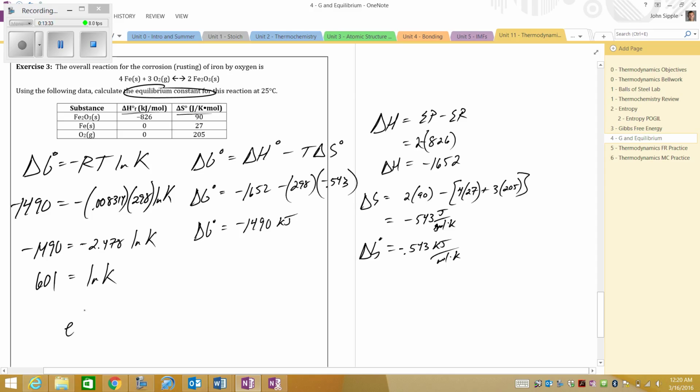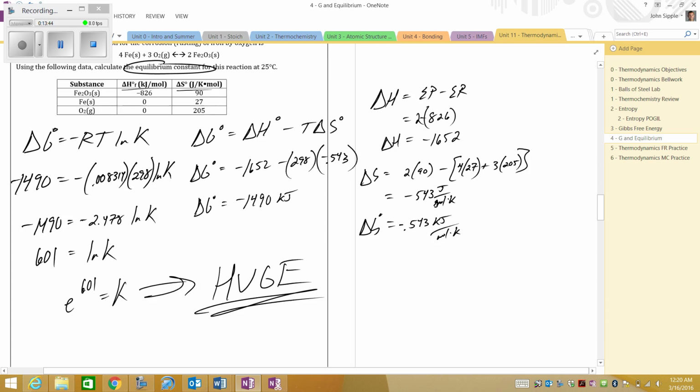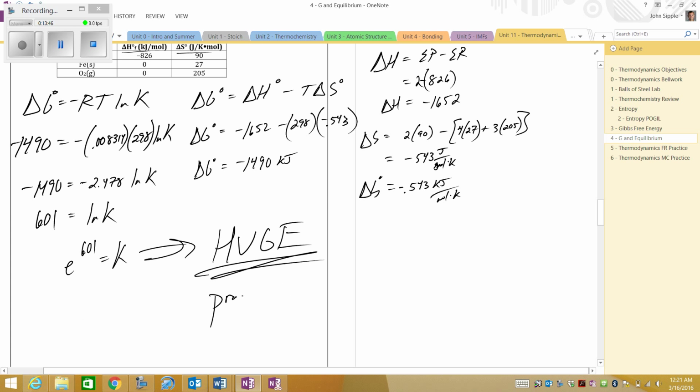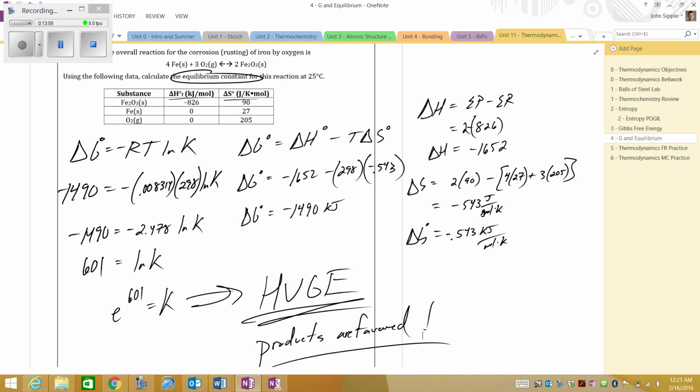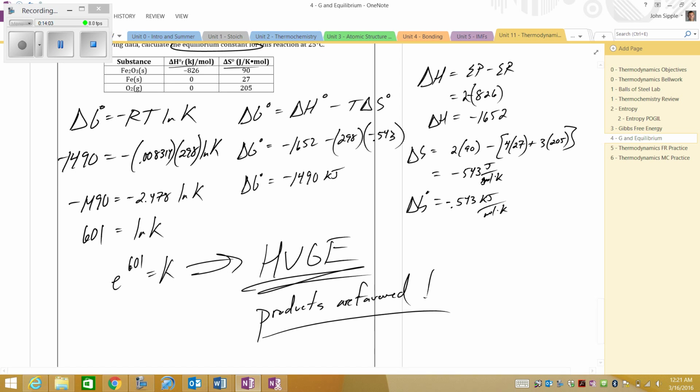So if we do e to the 601 equal to K, ultimately you're going to get an error on your calculator because it's so huge. Okay, that means products are favored. That's why if you put iron out in the air, sooner or later it's going to rust. There is nothing you can do about it. It will rust.